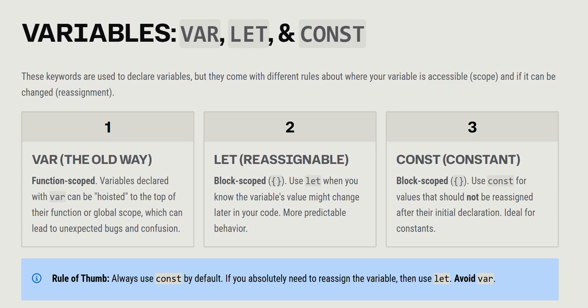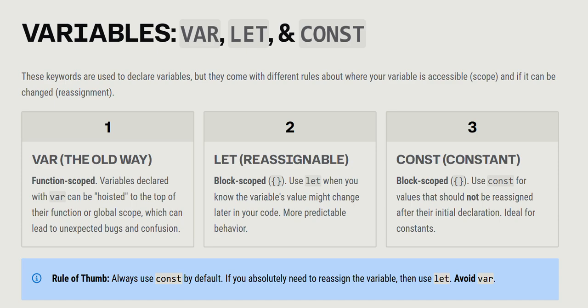Now coming to variables, all three of these keywords are used to declare variables, but they come with different rules about the variable's accessibility, scope, and whether it can be changed or reassigned. Coming to the first one, var, the old way. Variables declared with var are hoisted to the top of their function or global scope, which can lead to unexpected bugs and confusion.